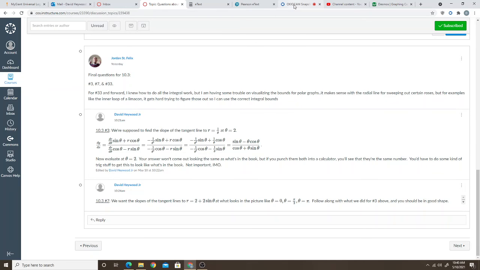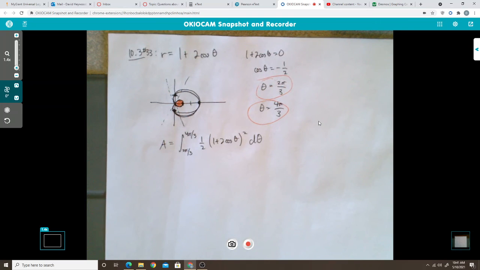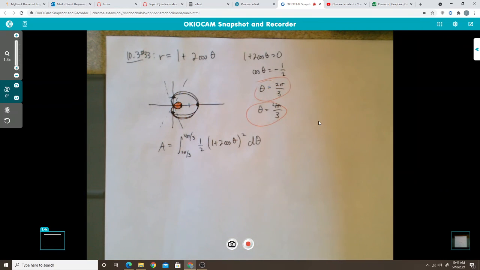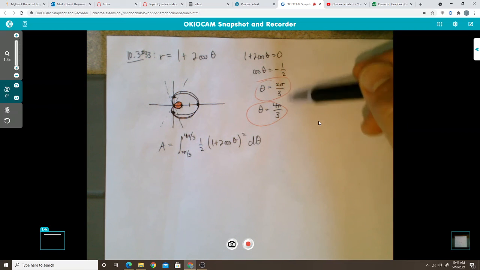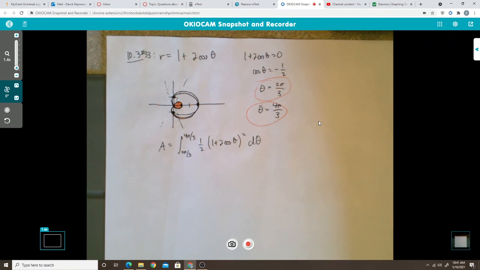Visualizing the bounds on polar graphs is definitely kind of the new trick that you have to learn. But hopefully this video makes it clear why these would be your limits of integration, right? 2 pi over 3 to 4 pi over 3. I think that's all I'm going to say about it then. So that's that one.